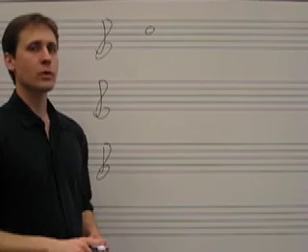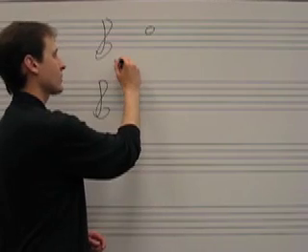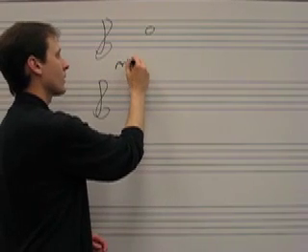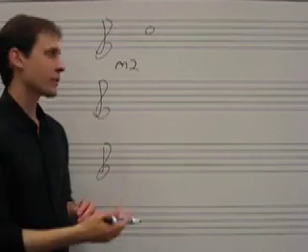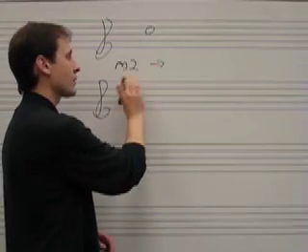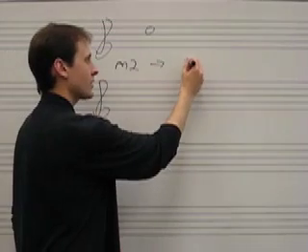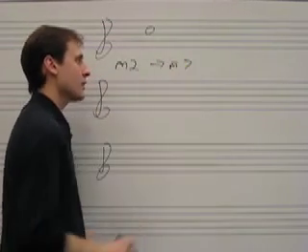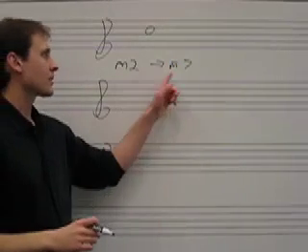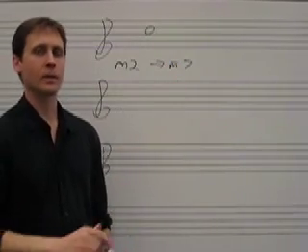If I ask you to write a minor second, or major second, below a note, first start with the inversion. Remember that the inversion is going to add up to 9, so we know it's a seventh, and then major is going to become minor. So we know that the inversion of a major second is a minor seventh.